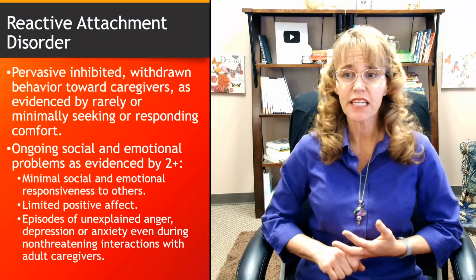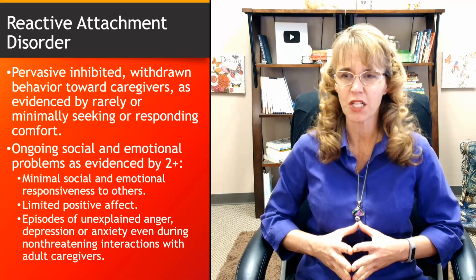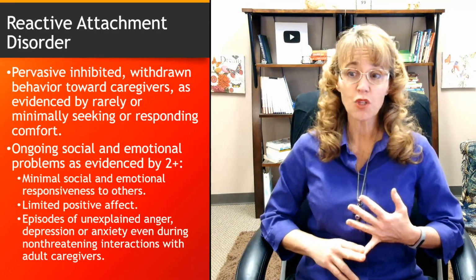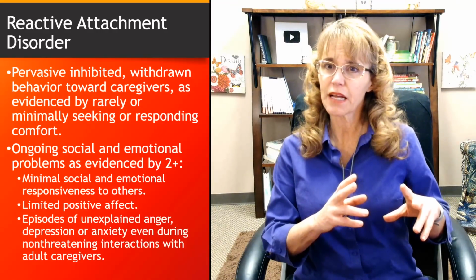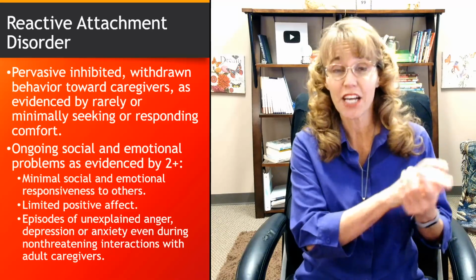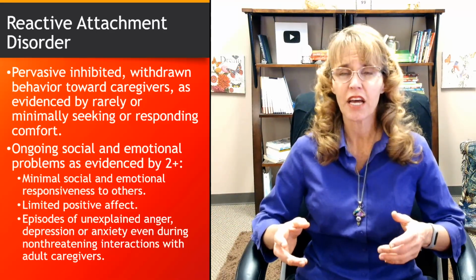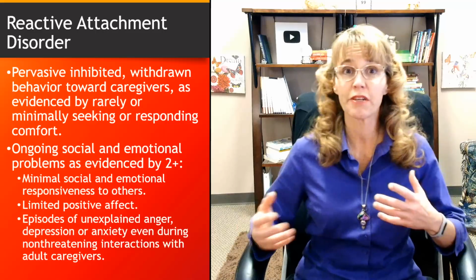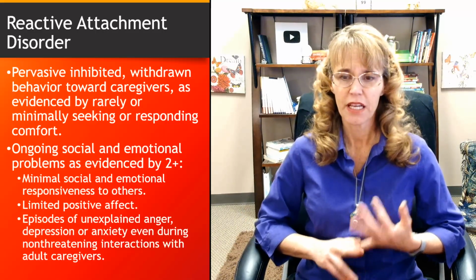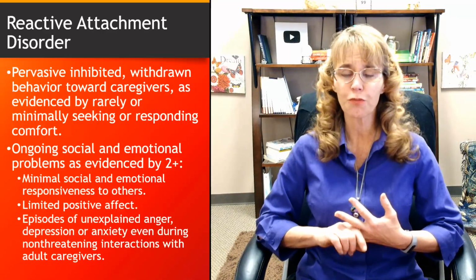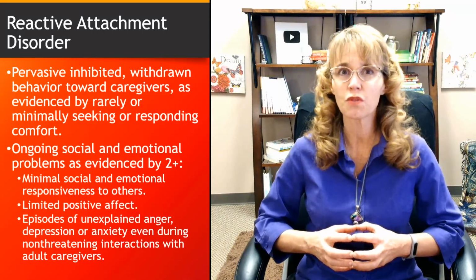The second criteria is ongoing social and emotional problems as evidenced by two of the following. Minimal social and emotional responsiveness to others. So instead of seeking solace, seeking comfort from caregivers, this means just interacting with others in a social and emotionally responsive way, including peers. Limited positive affect, or episodes of unexplained anger, depression, or anxiety, even during non-threatening interactions with adult caregivers.